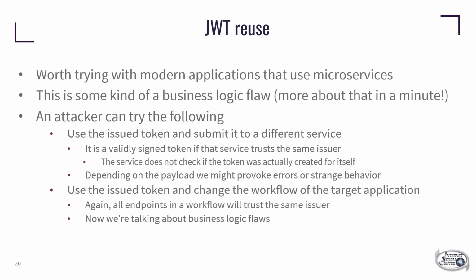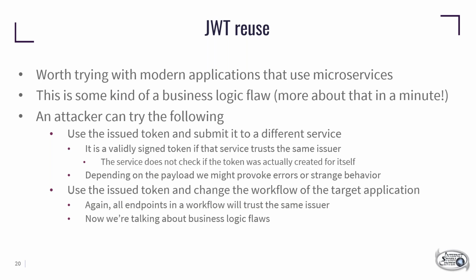Finally, the last vulnerability that is sometimes exploited with JSON Web Tokens is related to JSON Web Token reuse. With modern applications, quite often we can see that they use microservices. And in microservices, you can have many entities, many endpoints that will be accepting the JWT tokens that are being issued by another entity. Now, an attacker can always try to use the issued token and then maybe submit it to a different service. If the different service is trusting the same issuer, then the token will generally be valid. Depending on the claim, it could be something that the service is not expecting, so you could get all sorts of different errors, or you could provoke strange behavior from that microservice.